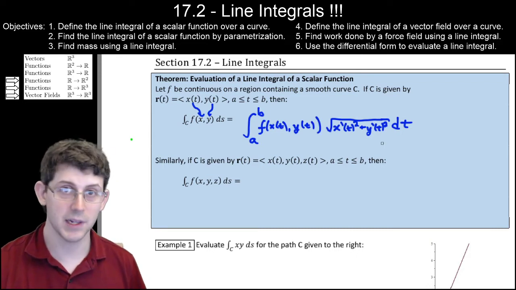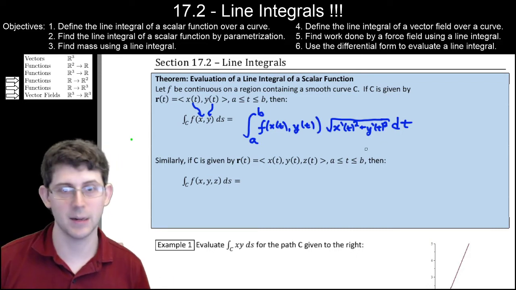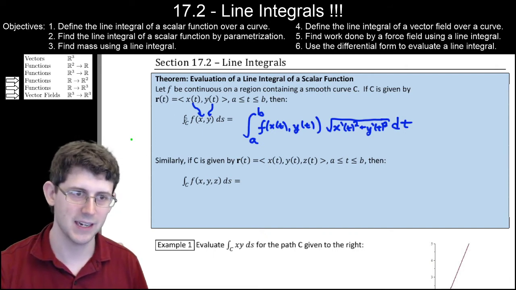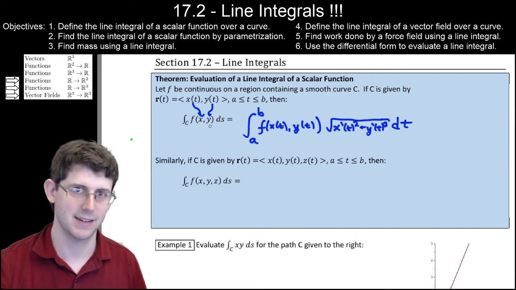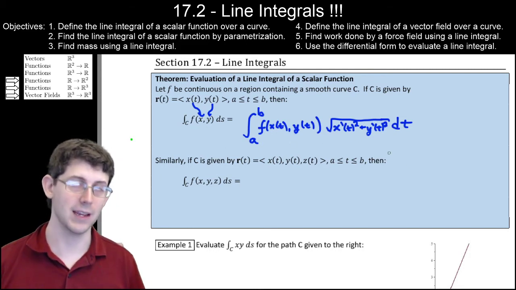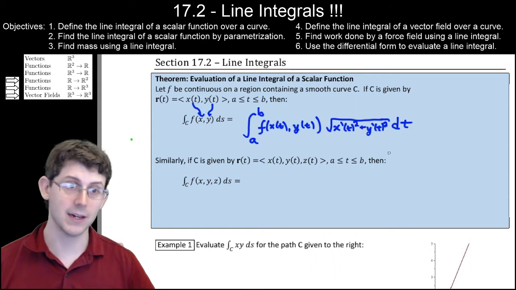This looks really complicated. When you actually do it, it's not complicated. But the main point is, your function initially won't have t in it. And you'll need to get the t's in there so you can actually do the integral. And the way you get the t's in there is by parameterizing the curve.